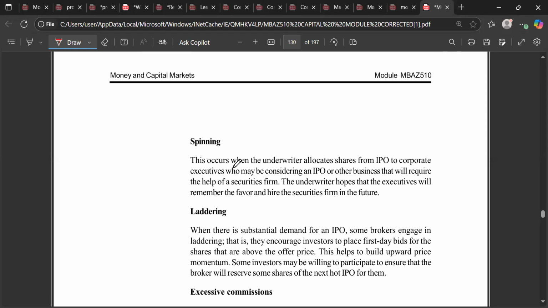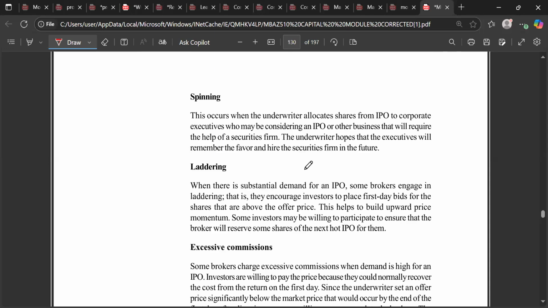The second abuse is laddering. When you have substantial demand for an IPO, some brokers tend to engage in laddering. What does that mean? It means they artificially boost the first day prices. This helps build upward price momentum, because some investors will be willing to participate to ensure that the broker will reserve some shares for the next hot IPO for them.